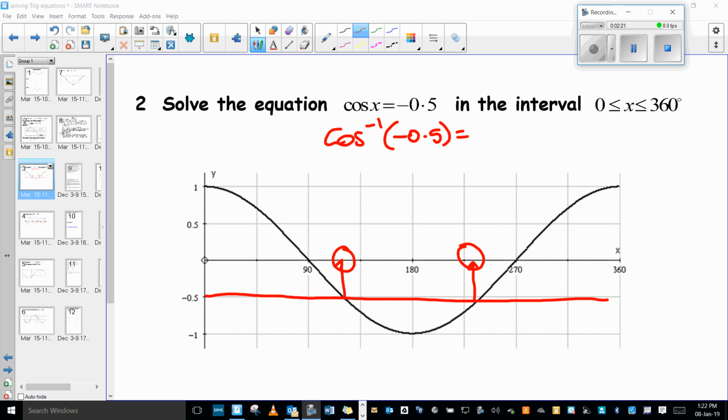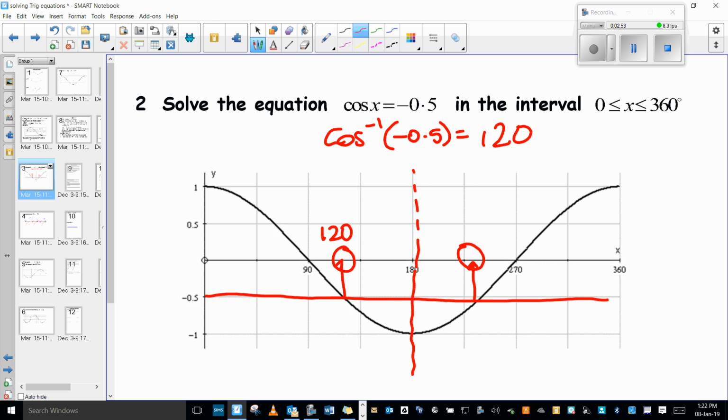Right, so we got 120, yes? Which one of those two is the 120 one? The first one. Okay, this one here. Now, how did we find that other one yesterday? We looked at the symmetry, didn't we? So where is this graph symmetrical? In the middle. Okay, awesome. Good job.